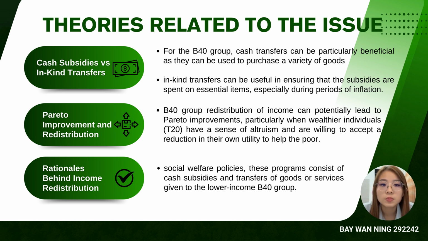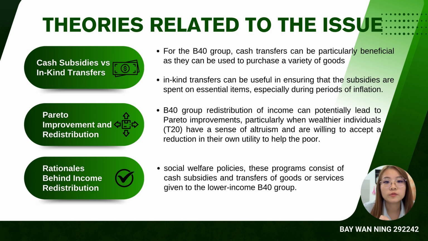Cash subsidies provide the recipient with money to spend as they choose, which allows greater flexibility and utility maximization. For the B40 group, cash transfers can be particularly beneficial as they can be used to purchase a variety of goods and services based on individual needs, especially when prices of essential goods increase. In-kind transfers, such as food subsidies or housing assistance, provide essential goods and services to the poor. While this can address immediate needs such as food and shelter, they do not offer the same flexibility as cash transfers. However, in-kind transfers can be useful in ensuring that the subsidies are spent on essential items, especially during periods of inflation.